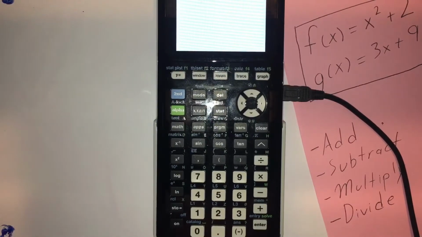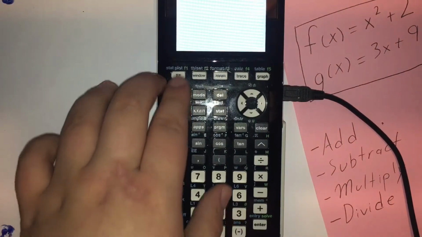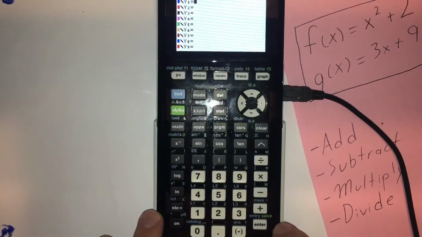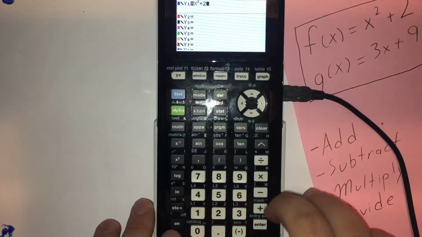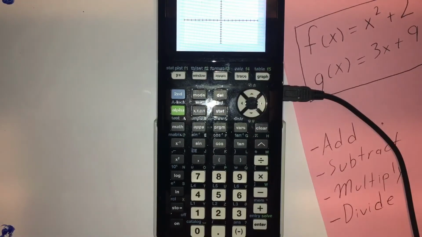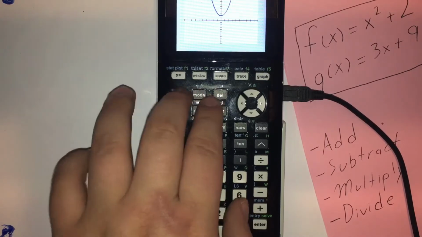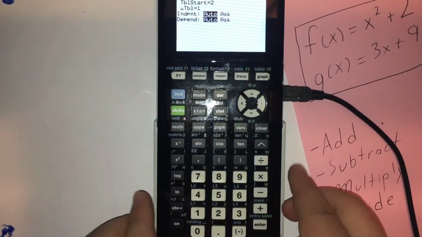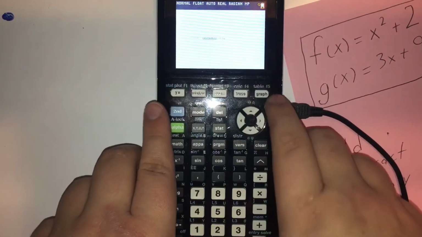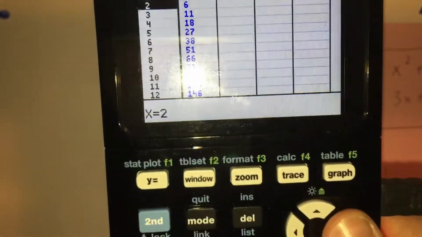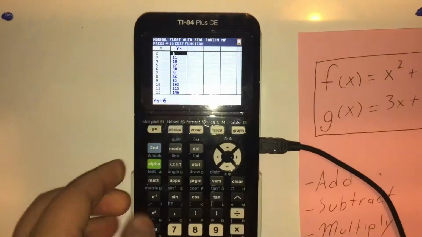Now, if you've forgotten how to type in limits on your calculator, we're going to do that together right now. We're going to go to y equals, and you're going to type in your functions. So x squared plus 2. You're going to graph it. And you can see it's a parabola. Then we're going to go to second window, and you can see that I already have my table start at 2. Then we're going to go to second graph, and you can see right here that at x is 2, our limit is 6. We're going to write that down.